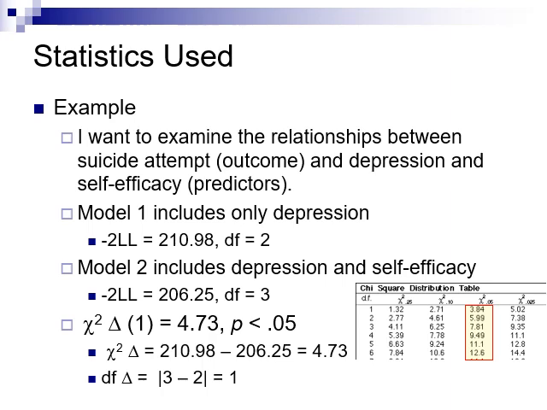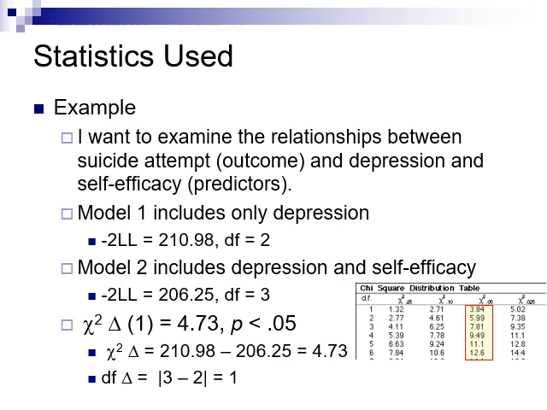So I'm now going to move to a different example with some actual numbers to walk through this process of what we've been talking about as far as comparing models. So in this example, I want to examine the relationship between suicide attempt, which is the outcome, so whether or not someone has attempted suicide. So again, categorical, one or the other, they have or they have not. And depression and self-efficacy, two continuous predictors.